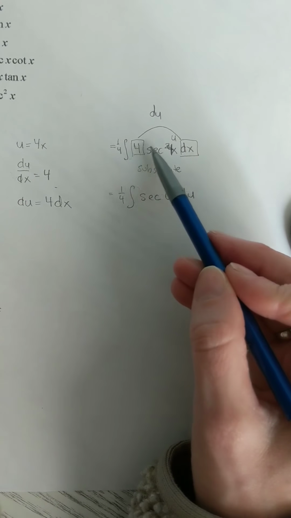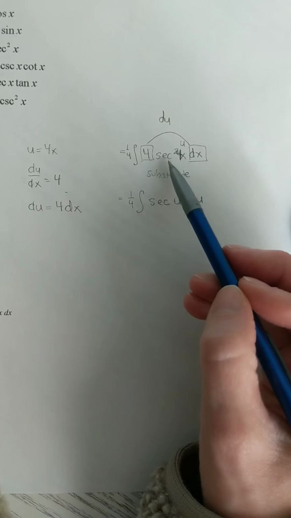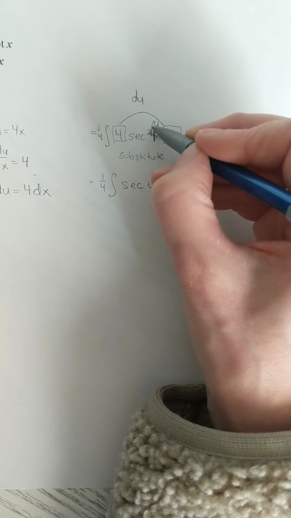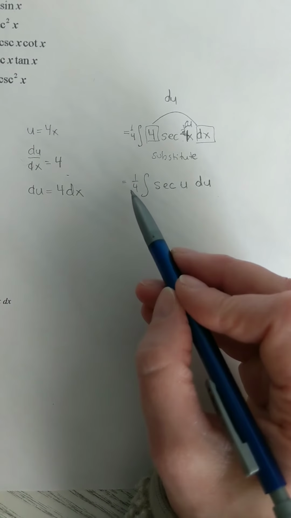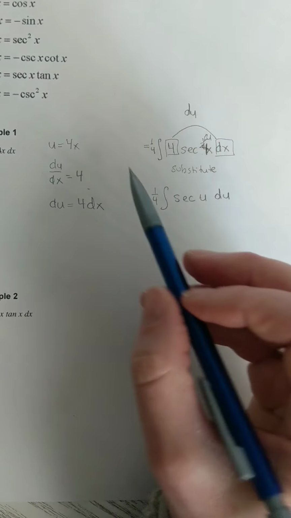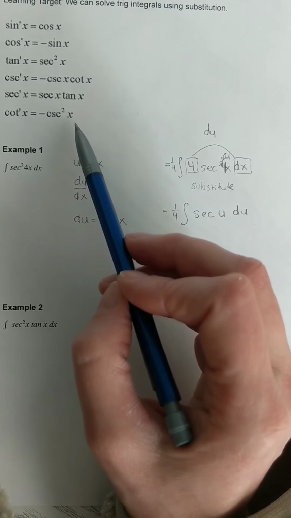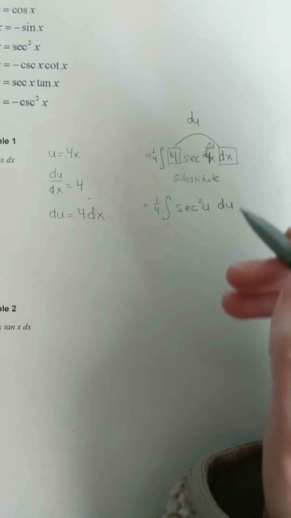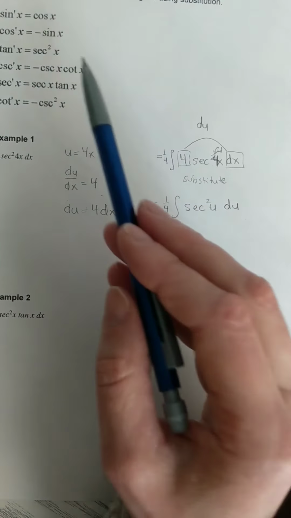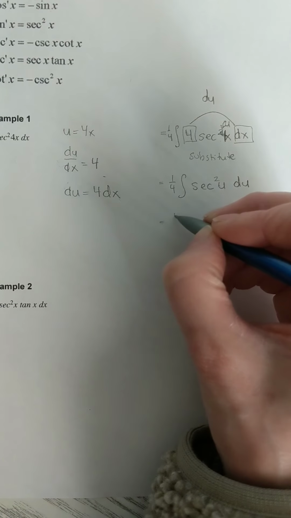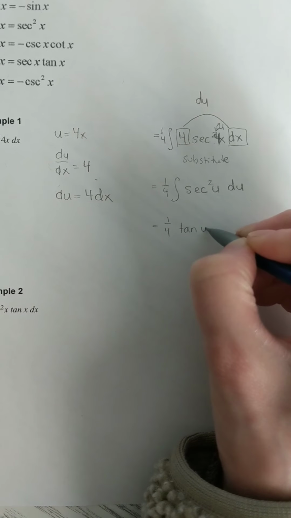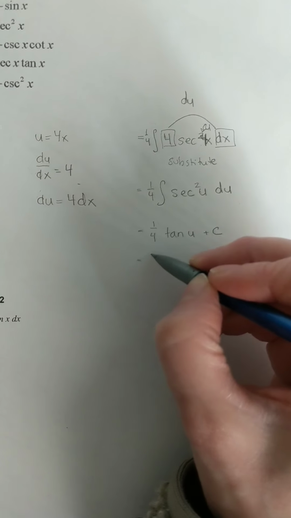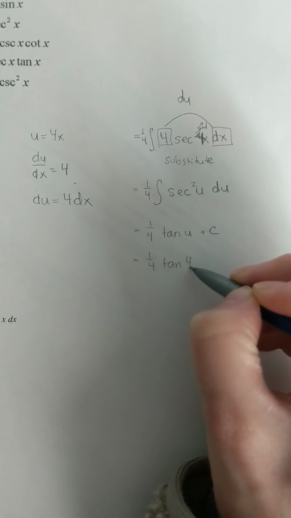So I just substituted du for the 4 dx, and for 4x, I substituted u. Okay. All right, so I have 1/4 the integral of secant squared of u du. The integral of secant squared of x is tangent of x. So this is going to give me 1/4 tangent of u plus c. And now I just put the u back in there: 1/4 tangent of 4x plus c.